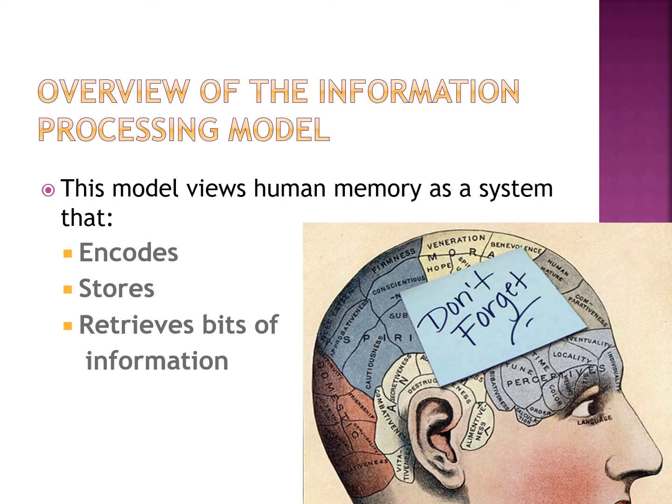So the second part is storage. Basically, you are taking that information and putting it away somewhere, into storage. We'll talk about long-term and short-term memory in a video or two. And then finally, we have retrieval, which is the last part of the information processing model. You do not have a memory unless you are able to retrieve that memory.